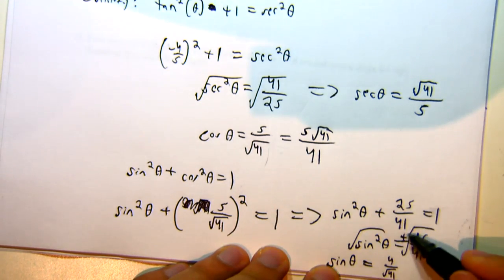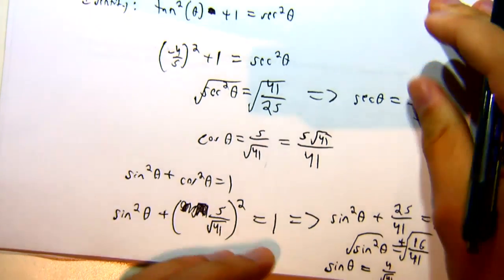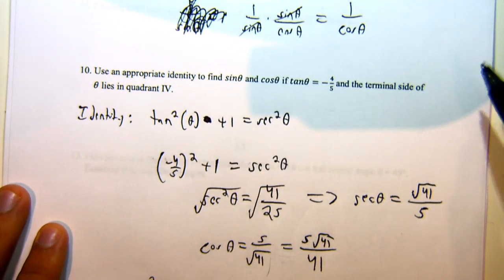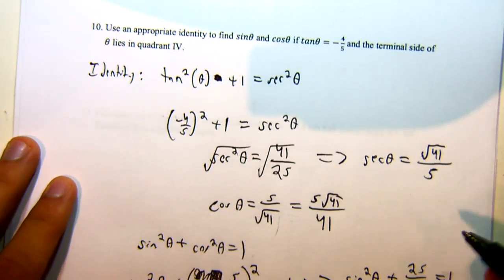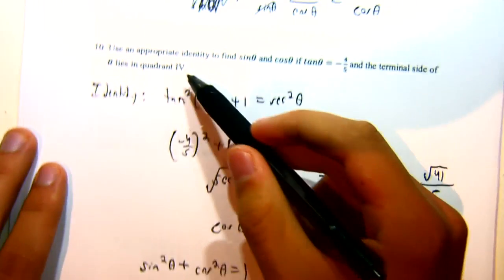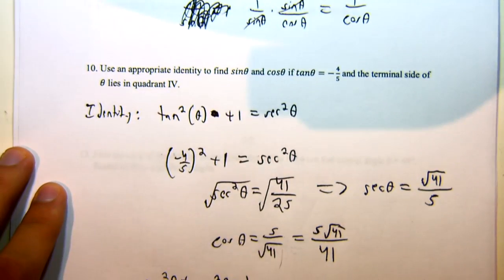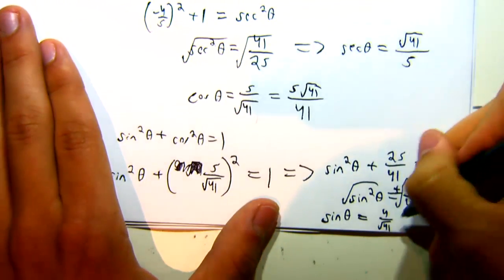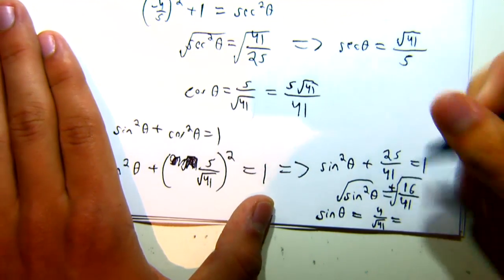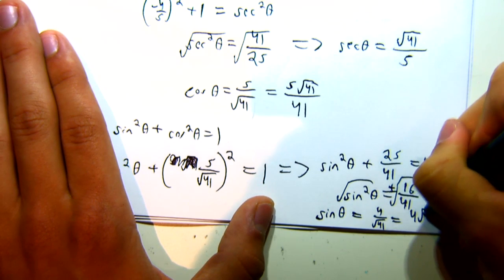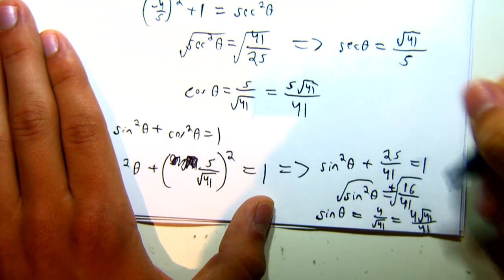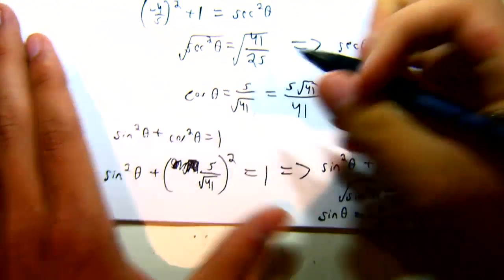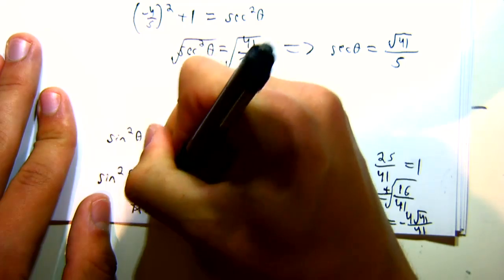And we know that it's going to be negative because it's in quadrant 4, so we know that sine is negative in that quadrant, right? Because we have a negative y value. Alright, and we could also rationalize the denominator here. So 4 square root of 41 over 41. Don't forget the negative sign. Make a note.